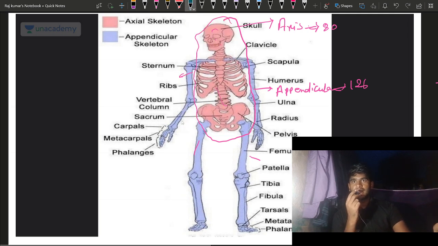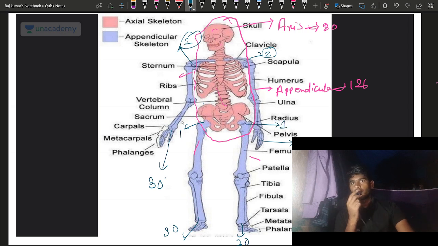So this hand side is 30, and this hand side is 30. This leg has 30, and this leg also 30. So this side, this is pectoral girdle 2, and this is also 2, and this part is 1, and this part is 1. So total bones is how much?